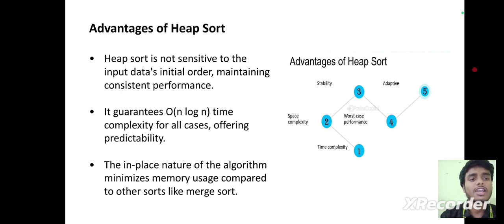First one, time complexity. Second one, space complexity. Third one, stability. Fourth one, worst case performance. Fifth one, adaptive. It can adapt to various types of sorts.